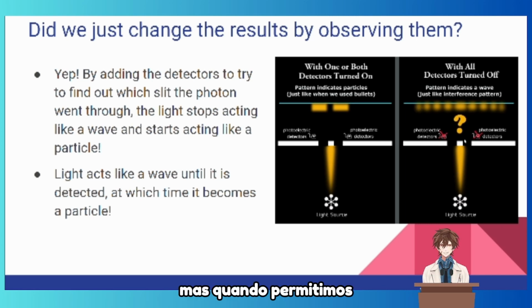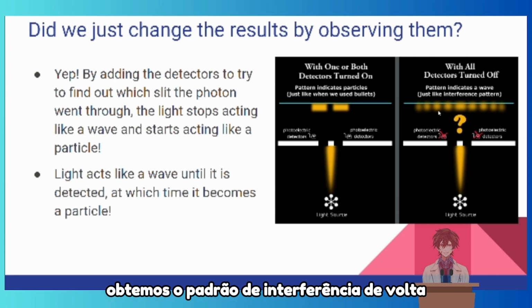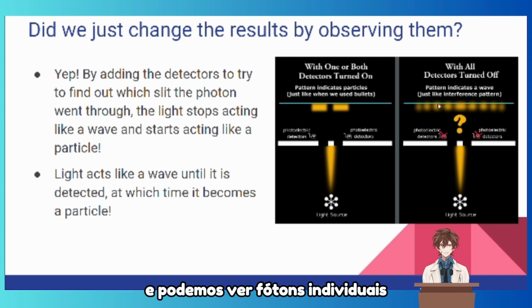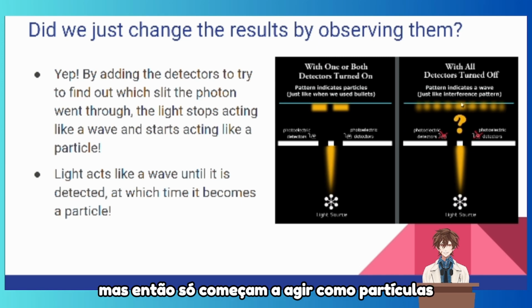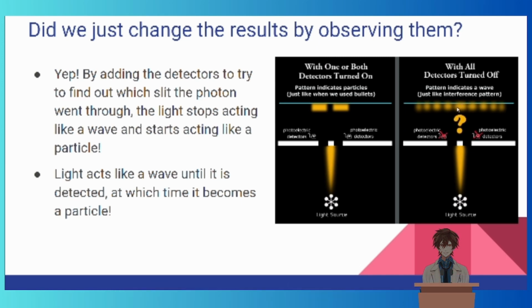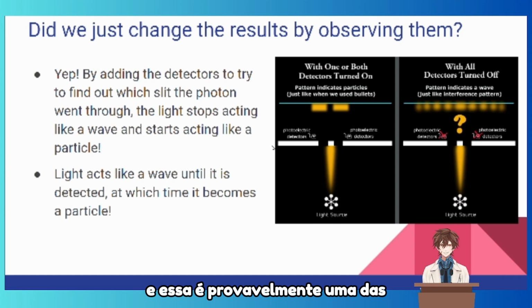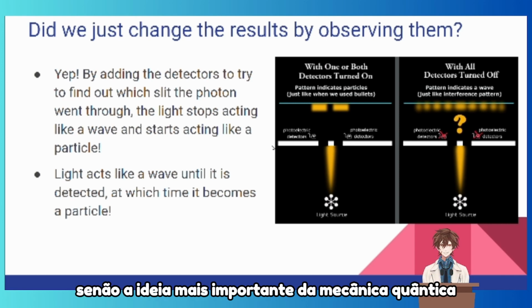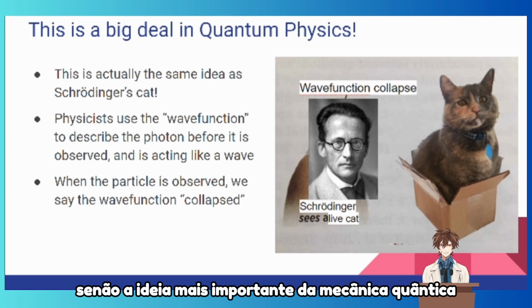But when we don't have those detectors there, we get the interference pattern back. And we can see individual photons in this interference pattern, but they only start acting like particles when they hit the detector. And this is probably one of, if not the most important ideas in quantum mechanics.